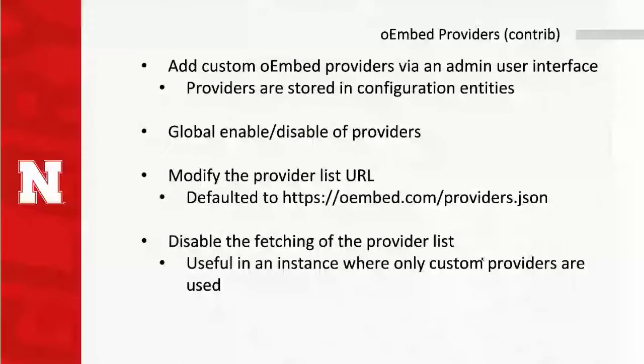It also provides a global enable and disable for providers. Right now, if you wanted to make some other provider available to check that box on the media type, you have to do that in code. This provides a UI to do that, so you don't have to do it in code. It also allows us to change the provider list URL. By default, it's going to go to oembed.com. A reason you might want to change that would be because maybe you're in Russia and that URL is blocked. That was something that someone cited as a reason. There's a core issue for that too, to provide the UI. So that'd be a reason why you might want to change that to something else.